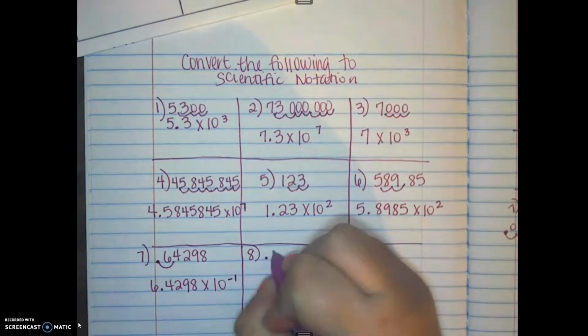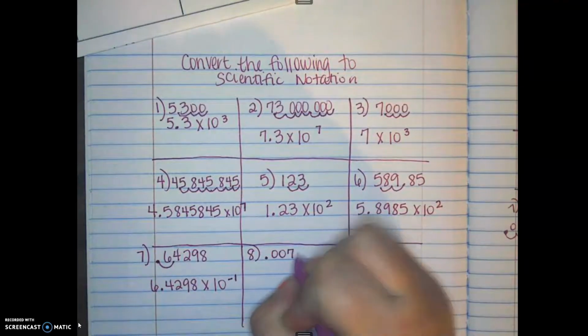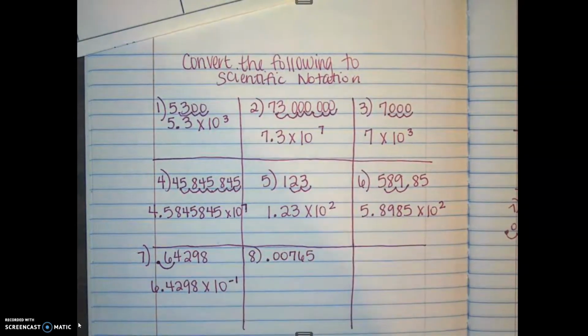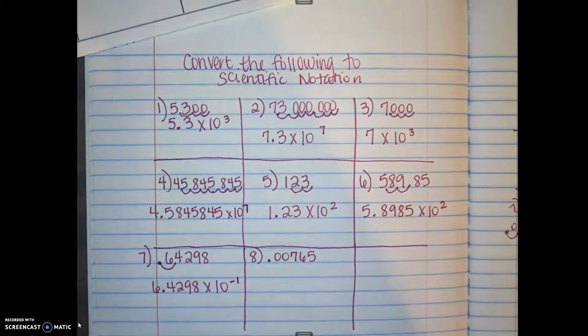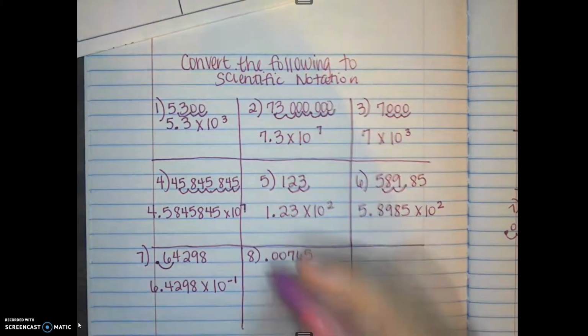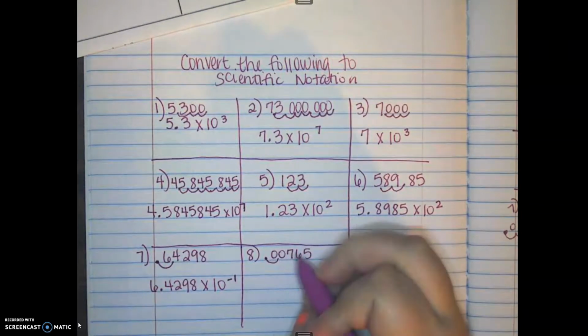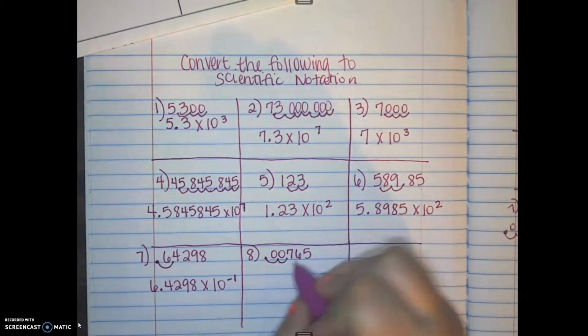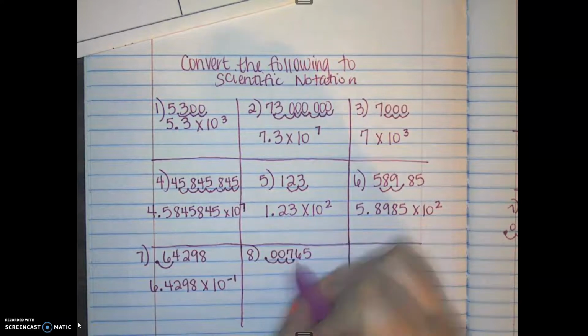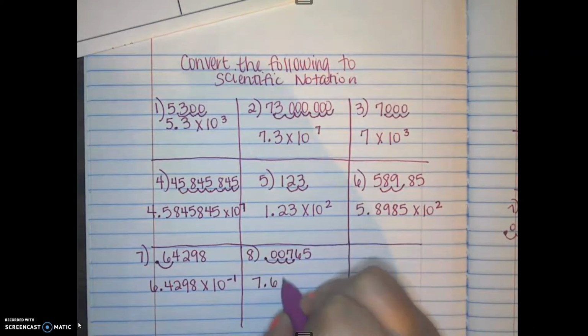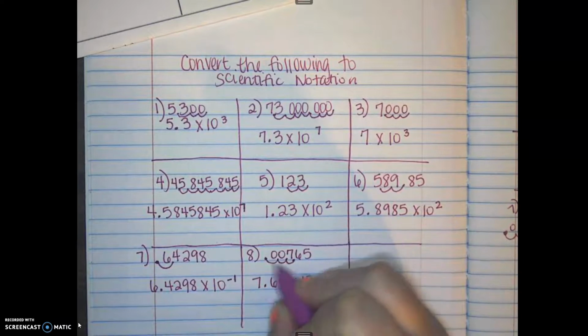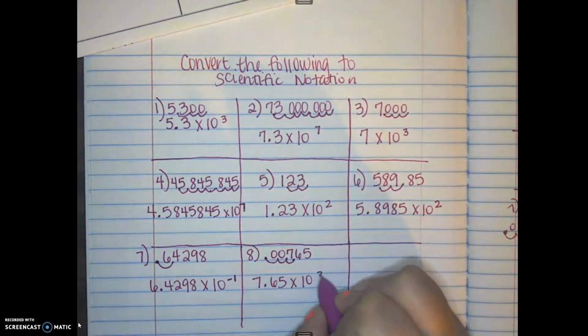So 0.00765. I'm going to move my decimal so that it is one digit. If I move it there, that one digit is 0, and it has to be 1 or greater. Nope. There we go. 7.65 times 10 to the, I moved it 1, 2, 3, and that was a small number, so it's a negative 3.